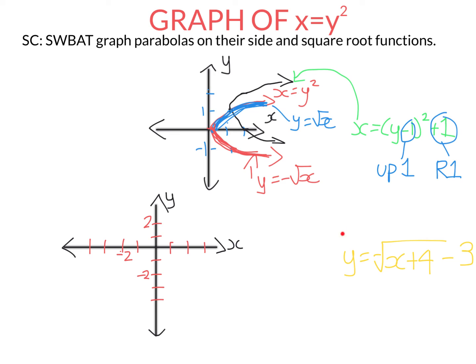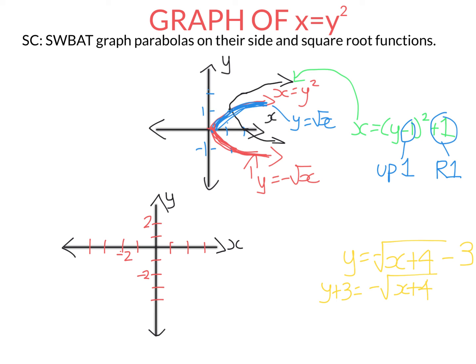So let's say I want to graph this square root function here, y equals negative square root of (x plus 4) minus 3. Because we've got the negative out the front, this will be the bottom half of a graph that kind of looks like this. So since I know how to draw graphs where the equation is of this form, I'm going to make this in the same form. I am going to rearrange this so that x is the subject.